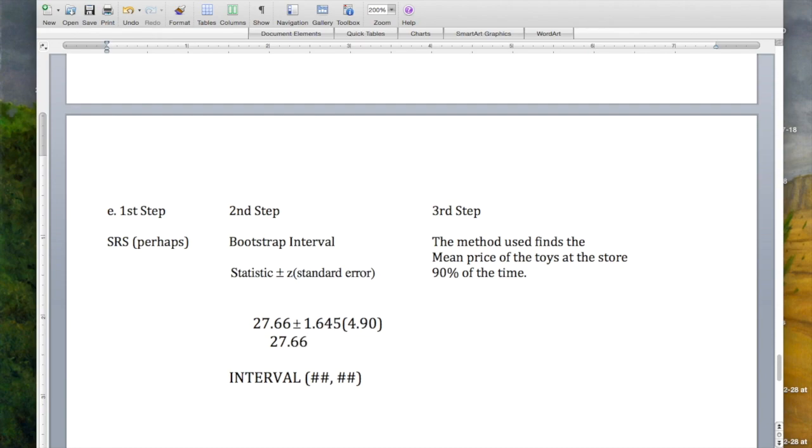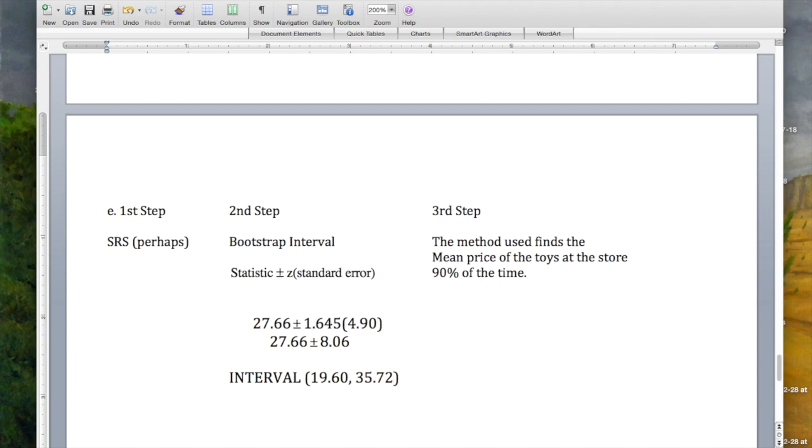So we end up getting the statistic, or the point estimate, is $27.66, plus or minus. When you multiply those together, it comes out to be worth about $8. If you really want to get technical, $8.06. So $27.66, take away the $8.06, brings us to $19.60, which is the lower boundary for our interval. And if we add the $8.06 for mine, it came out to be $35.72.